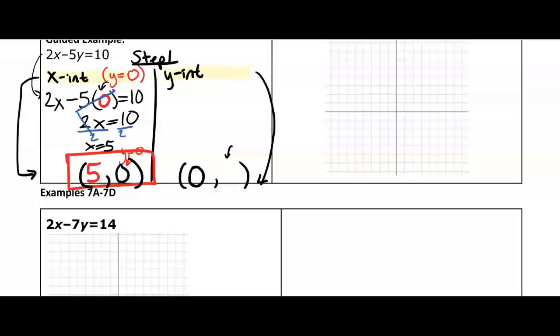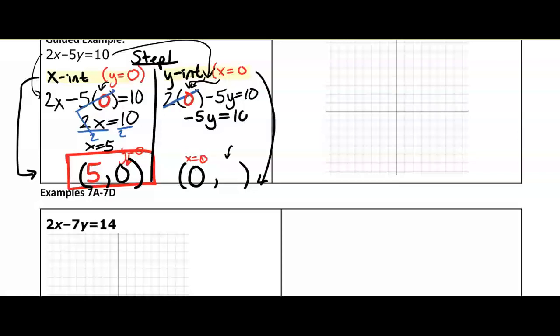I want to find a y value, which means I'm going to set x equal to 0. So I'm going to take this same equation, bring it around this direction, the same equation, but this time I'm going to replace the x with 0. Two times 0 is 0. Negative 5y equals 10.